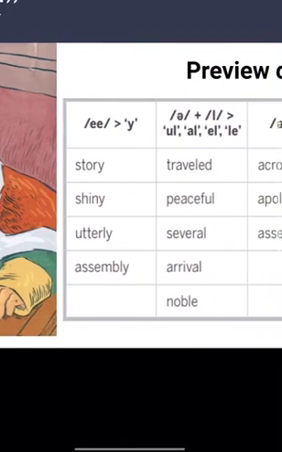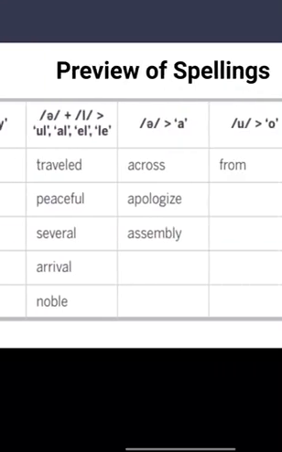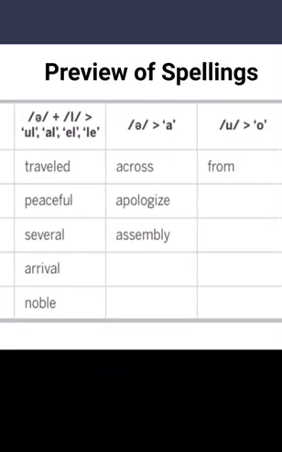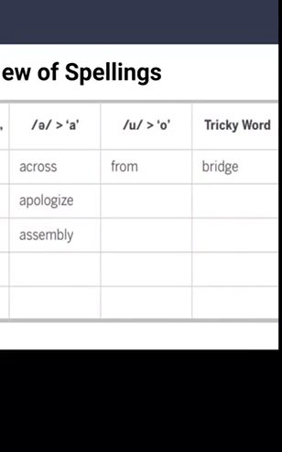Okay, next column. We have that ul sound spelled with U-L, A-L, E-L, and L-E. Whew, that's a lot, right? Let's go ahead and read our words together. Travel, peaceful, several, arrival, and noble. Good. Next, we have the uh sound spelled with an A: across, apologize, assembly. Oh, that A is being super lazy in those words, right? Let's go on to the next column. We have the uh sound spelled with an O. And that word is from.